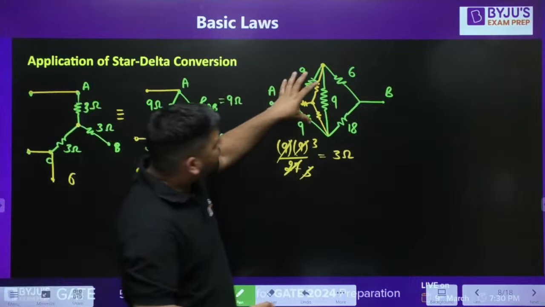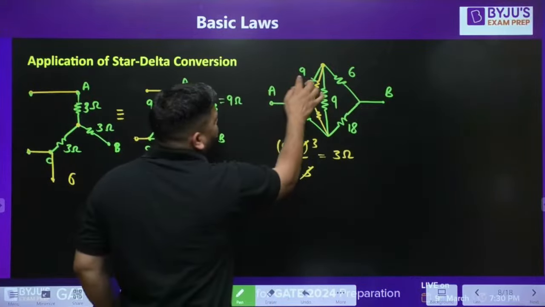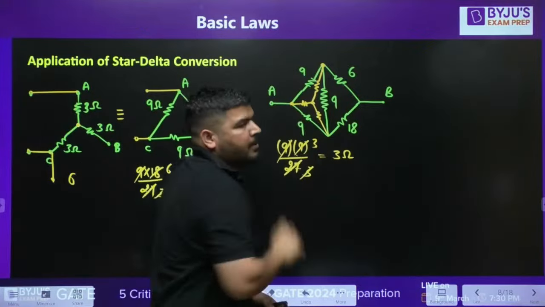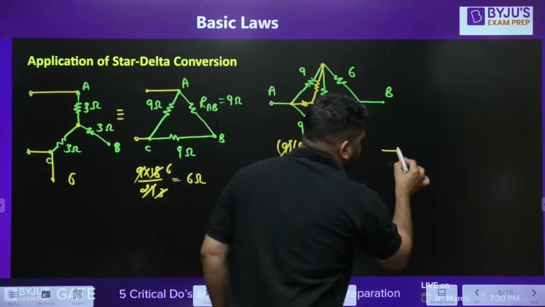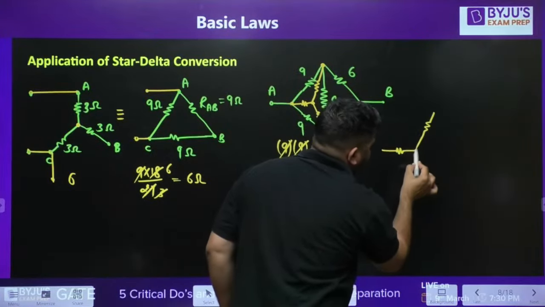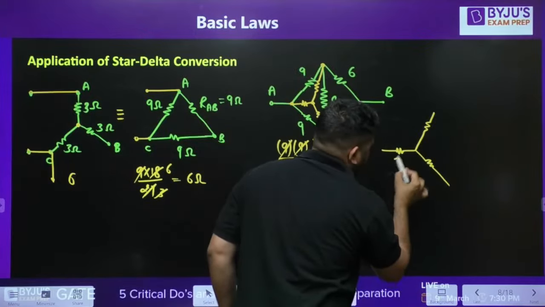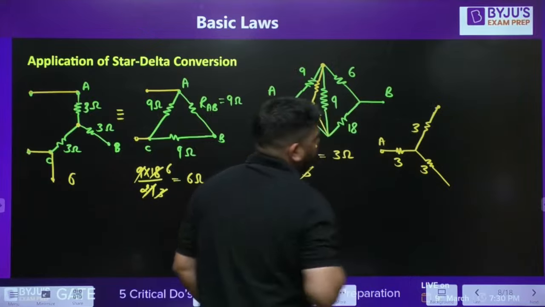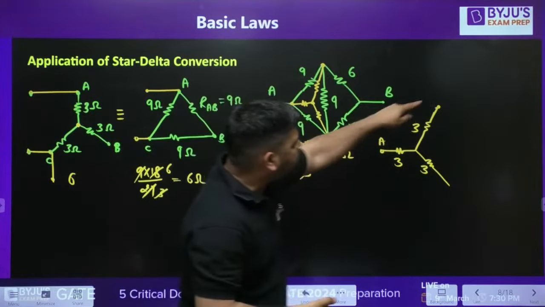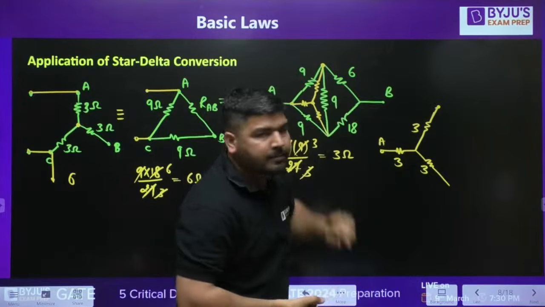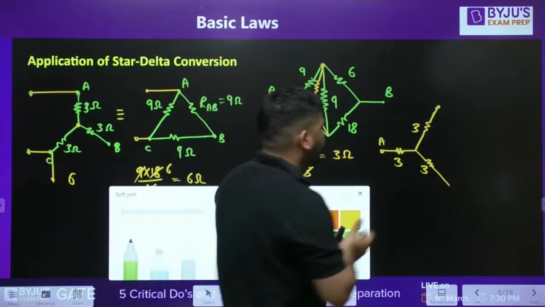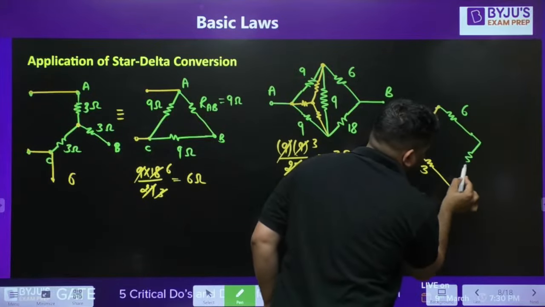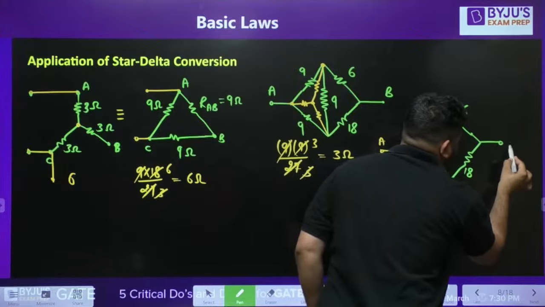Okay, so you can convert this delta into star and then you can remove this 9, 9, 9. This delta is removed. You can replace this delta with this star. So the new diagram will look like this. This is the star we have. 3, 3, 3. Okay, this side is A. After this 3 and 3, we have 6 and 18. This is 6 and here you have 18. I hope it is clear, and this point is B.